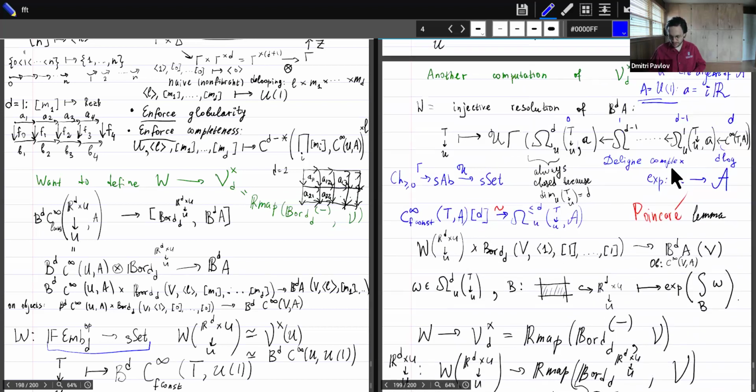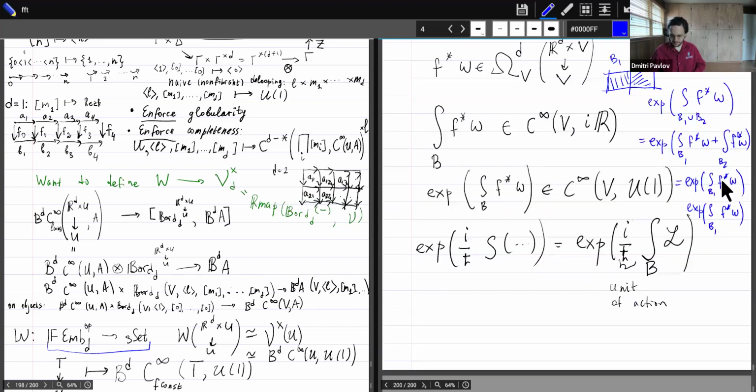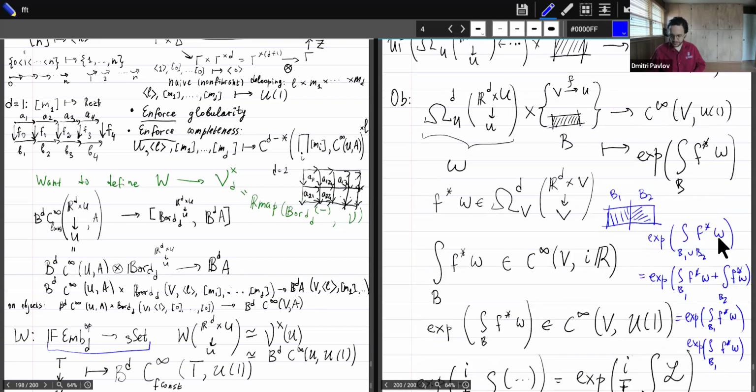Where is this category? In this category, in this D for delooping, the composition of morphisms is just their product in the Lie group. So in U1, this will be a product of complex numbers of absolute value 1. And that's exactly what you want. So again, the integral is pretty much the only such construction with such a property.